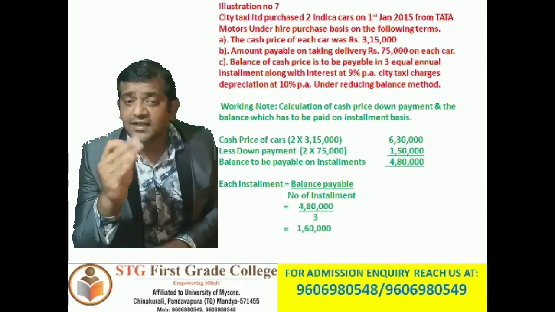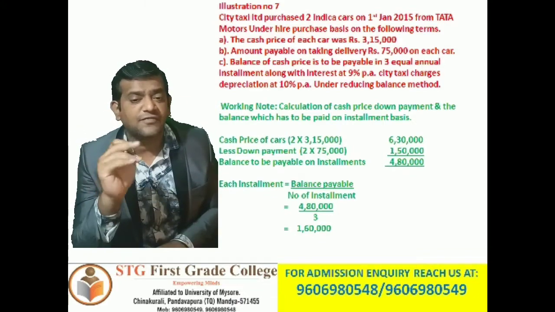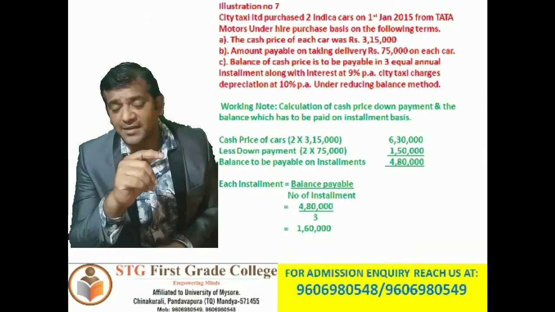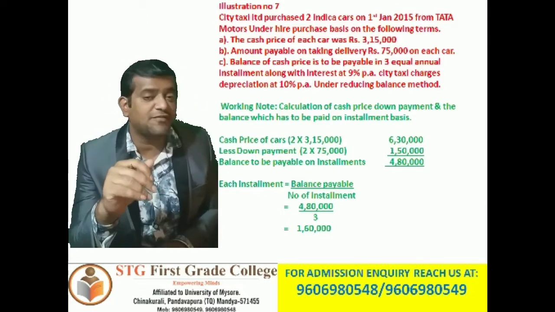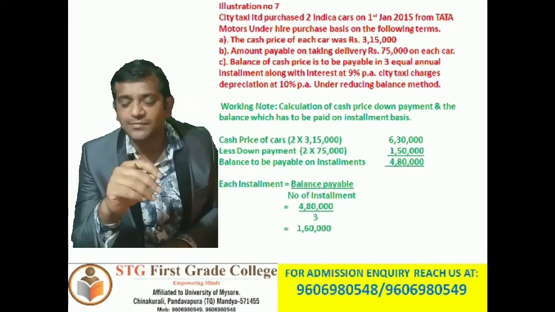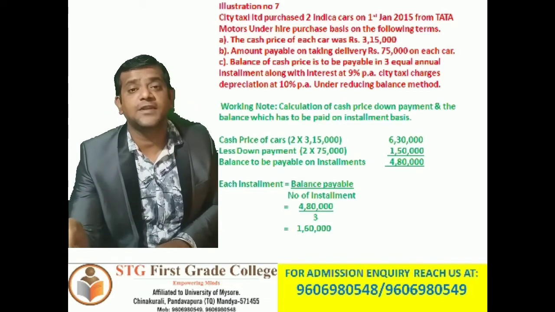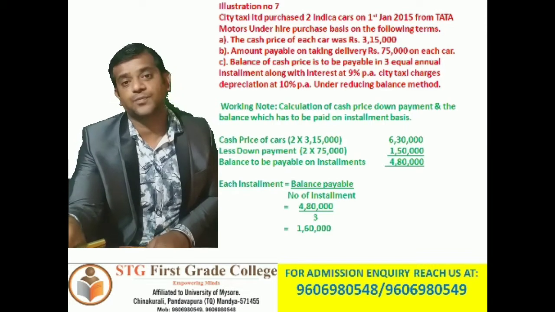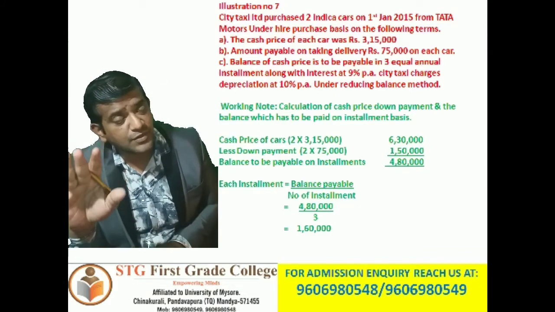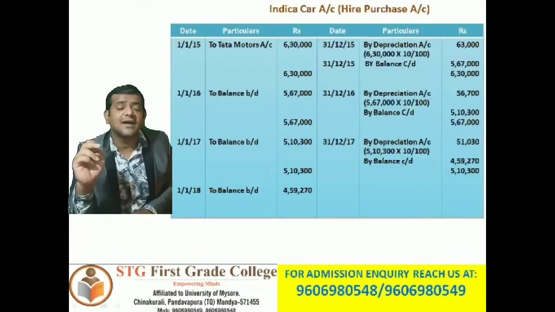Clear? So when it is equal annual installment, you have to take total balance divided by number of installments. So each installment equals balance payable divided by number of installments. What is the balance payable we have? 4,80,000. 4,80,000 divided by 3, so that comes to 1,60,000 rupees for each installment. Clear? So now we are done with the working note part. So now we are moving towards the preparation of ledger account.